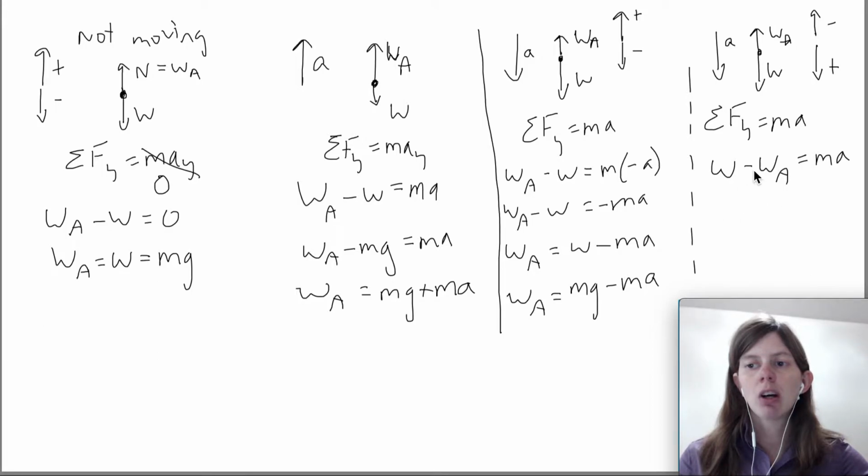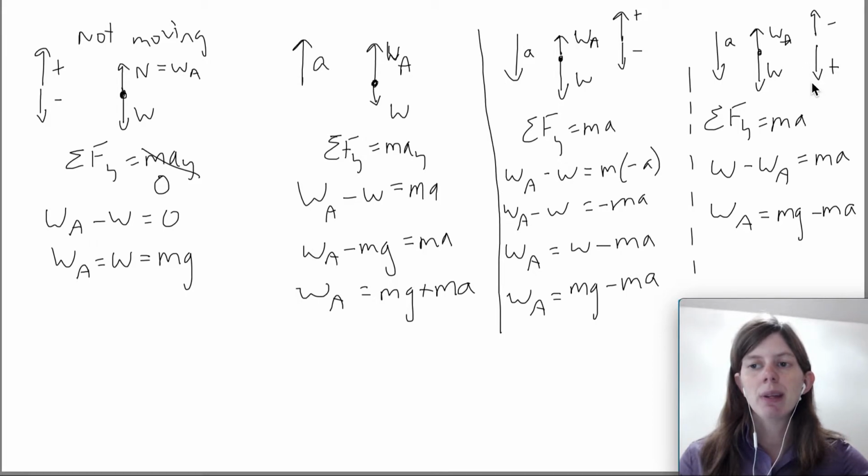And now when I solve for WA, you can see if you add WA to both sides and subtract ma, or if you subtract W and then multiply by -1, you'll see that you're going to get WA equals mg minus ma, W minus ma, just like before. You haven't changed the problem. All we've done is change the coordinate system.